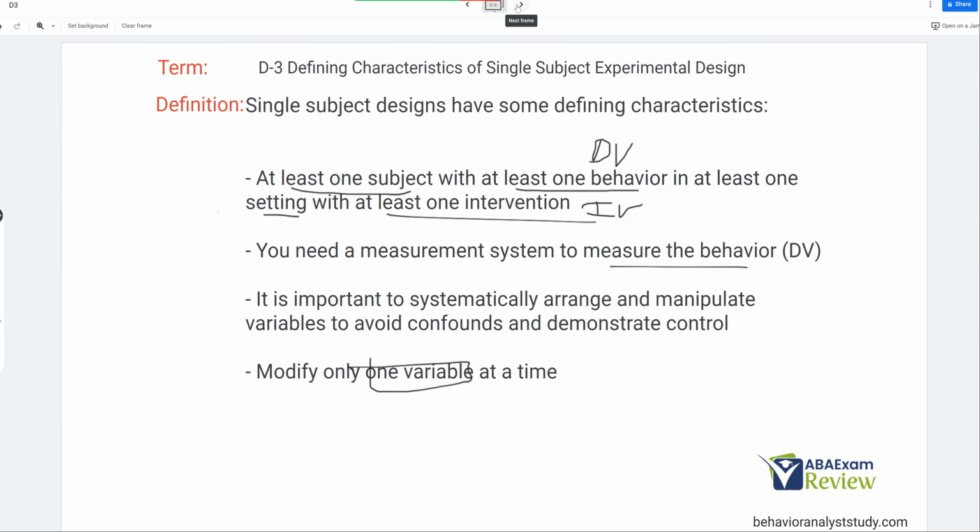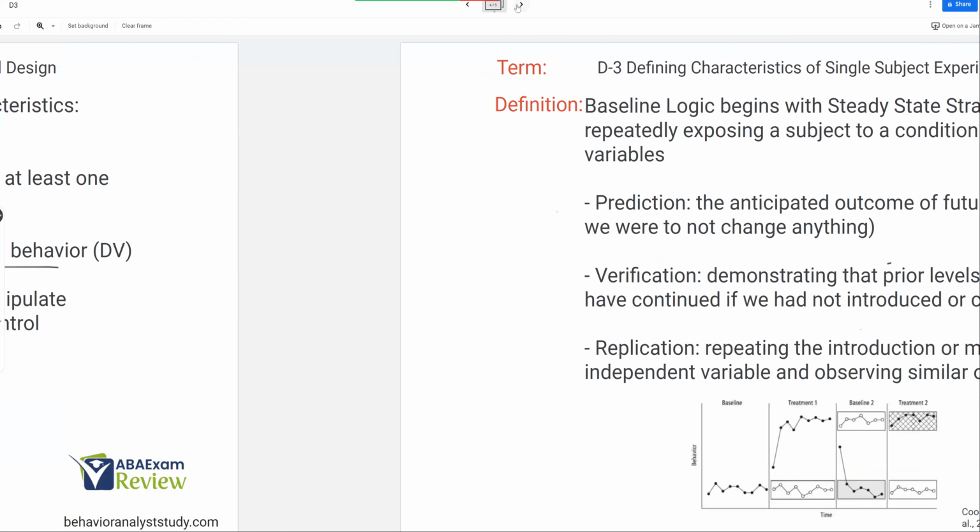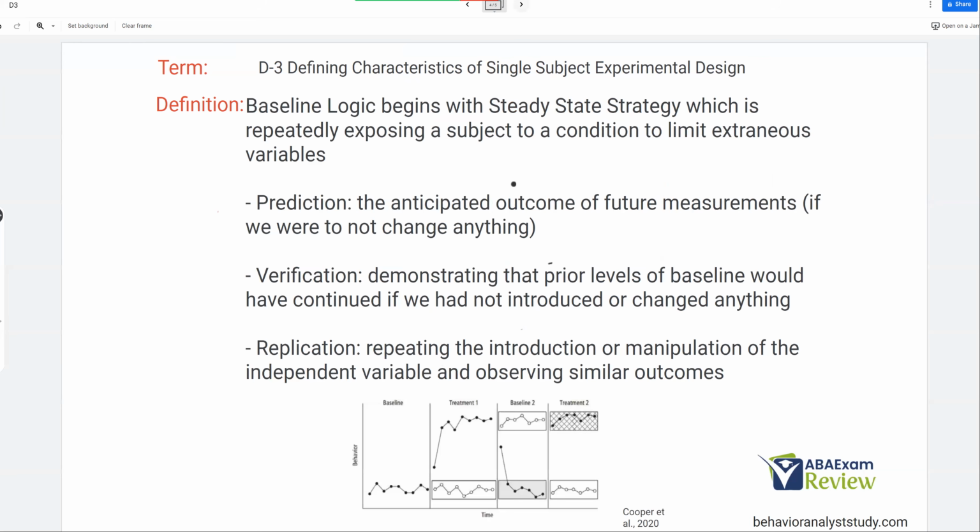So how are we going to start identifying if we're effective? Well, let's talk about baseline logic. Baseline logic begins with steady state strategy. Steady state strategy is repeatedly exposing a subject to a condition to limit extraneous variables.